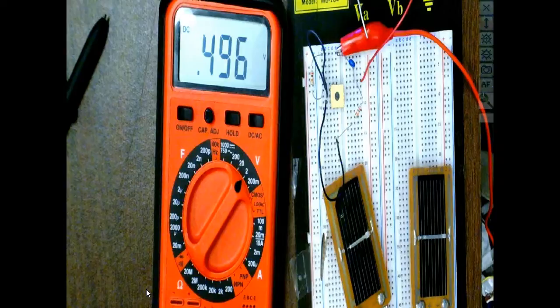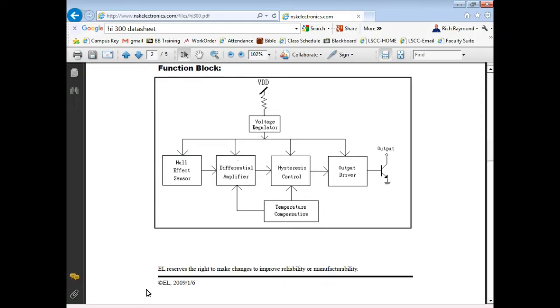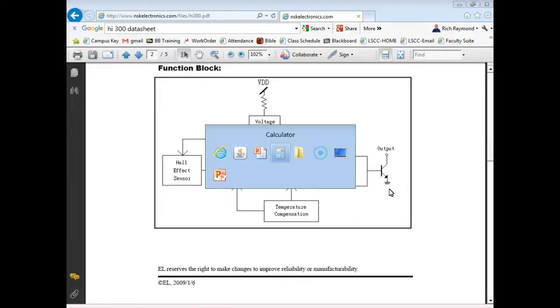I'm going to pause the lecture while I come in. So we have a Hall effect sensor called an HI300, and this is the actual internal block diagram of it. Right now it doesn't really make any difference to us. But this is a transistor, an NPN transistor, and this is the actual output, which we'll be talking about in the next lecture.